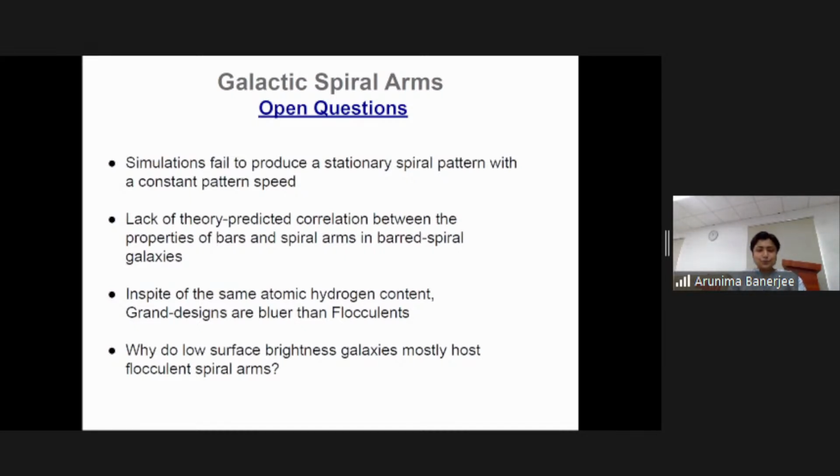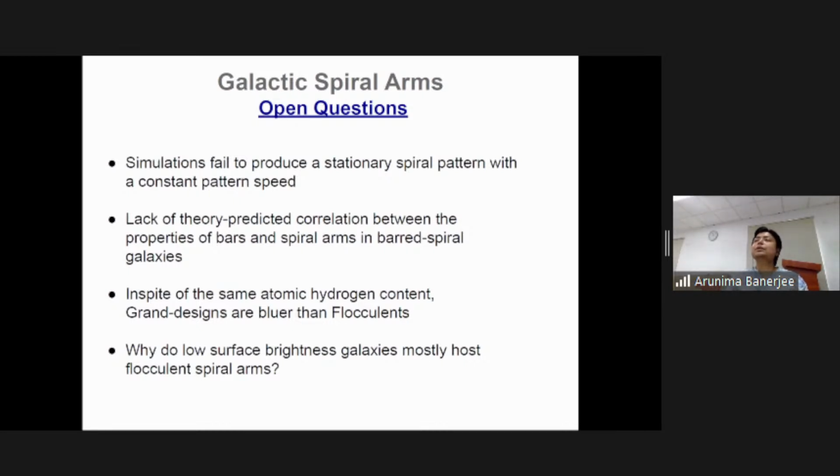So firstly, let me highlight what the open questions are in these fields. In order to understand the open questions, we propose models, right? And if we propose models, how do we check the validity of the models? We have to have more and more data to test our models.